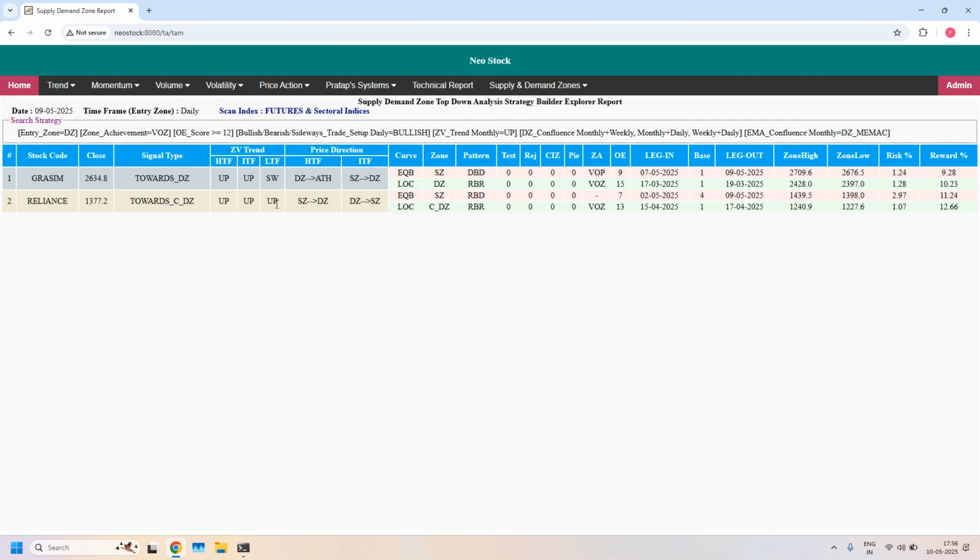So we got both these stocks are filtered. So both these daily demand zones are having even more high probability to get success. So this is bullish trade setup for monthly income trade.